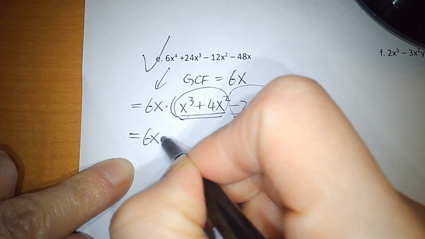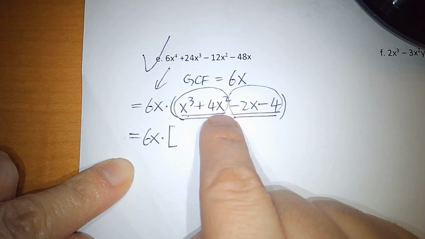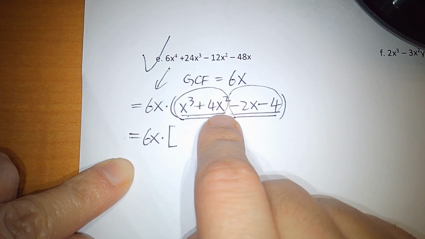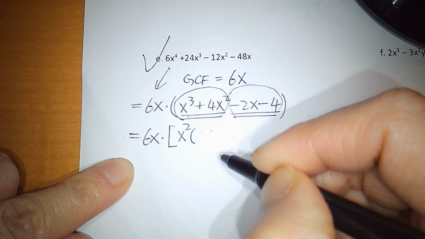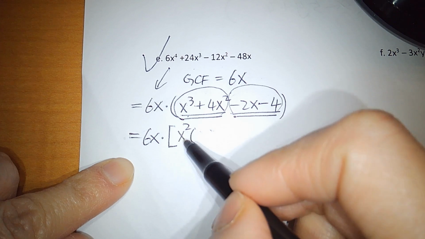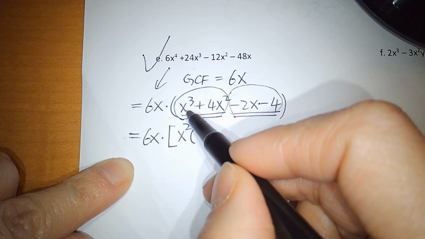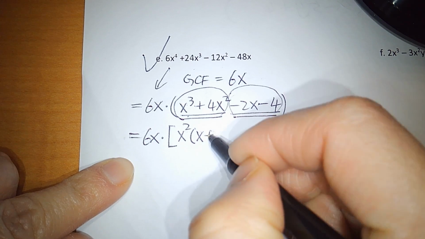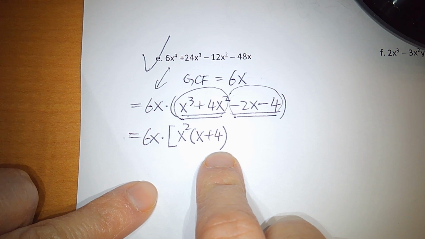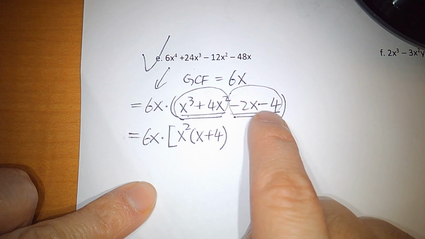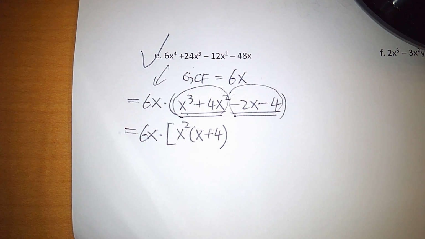So 6x times x cubed plus 4x squared, any GCF from these 2 terms? x squared, right? So if we factor x squared from these 2 terms, we should get x plus 4. You agree with me? Alright. Now, any common factor from these 2 terms? No. We have a negative 2, right?